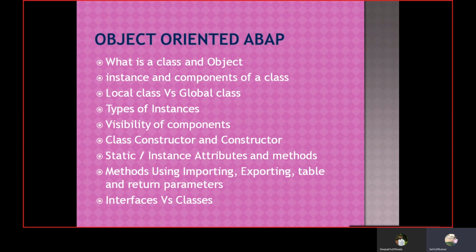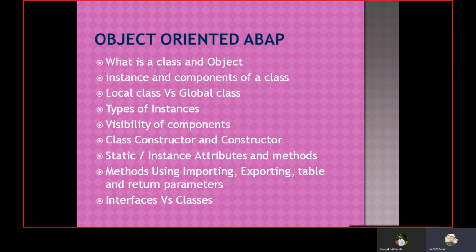So how to use that particular global class in our program, and how to create local classes, and how to use that particular local class in our program. I'm going to show you at the programming level. Next we are going to show you the types of instance. Next we are going to discuss the visibilities of components. Next we are going to discuss class constructors and constructors.